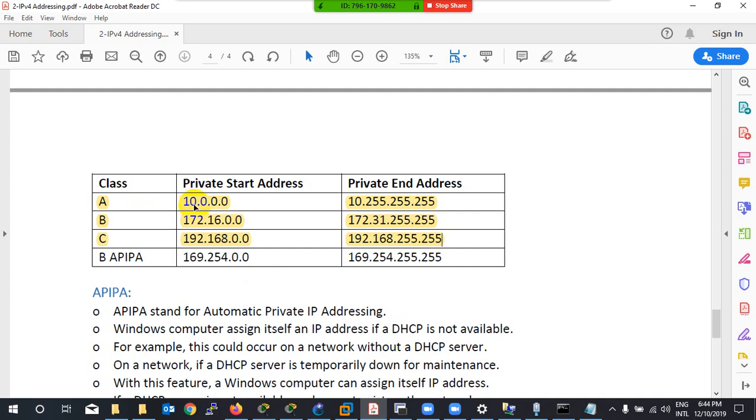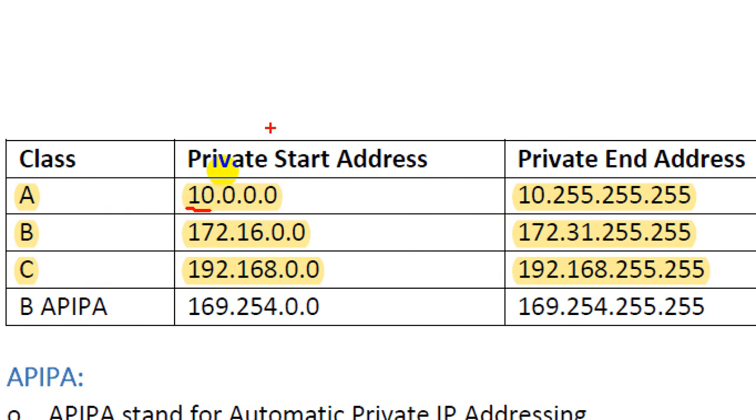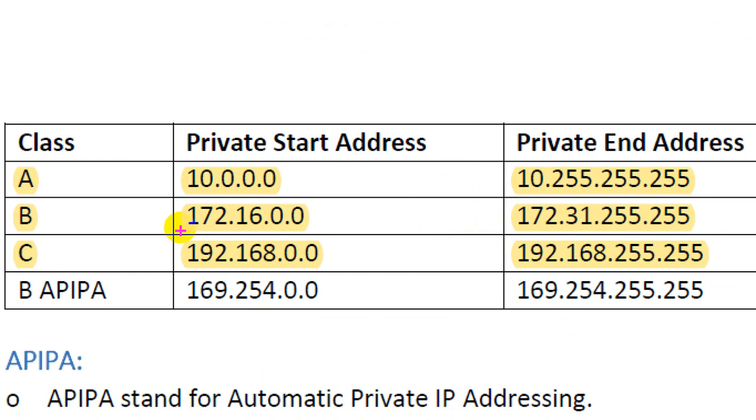In class A, any IP starting from 10, we will call private IP. In class C, any IP starting from 192, but the second digit is 168, we will call class C private address. But in class B, there is a little bit of doubt. Any IP which starts from 172, we cannot say it's private, neither can we say it's public. If the second digit is from 16 to 31, then we can call them private. It means 172.1, 2, 3, 4 up to 15 is public IP. And 32 onwards will also be public IP.